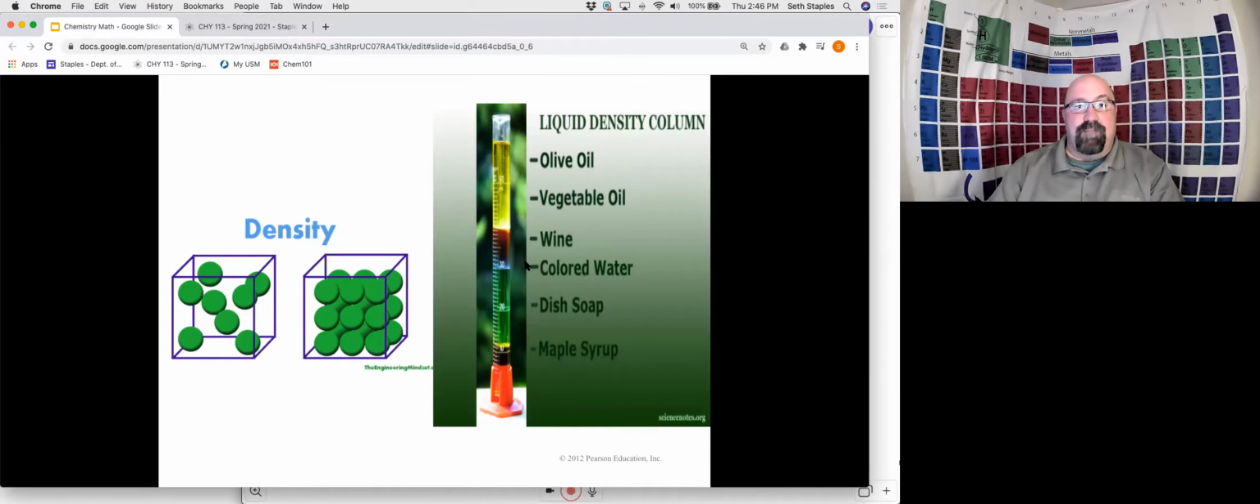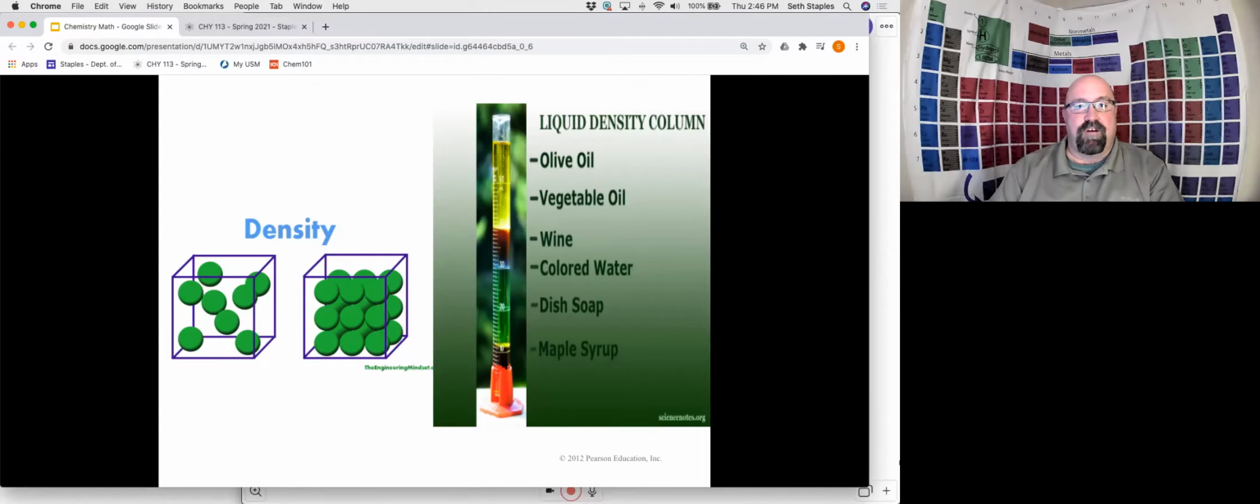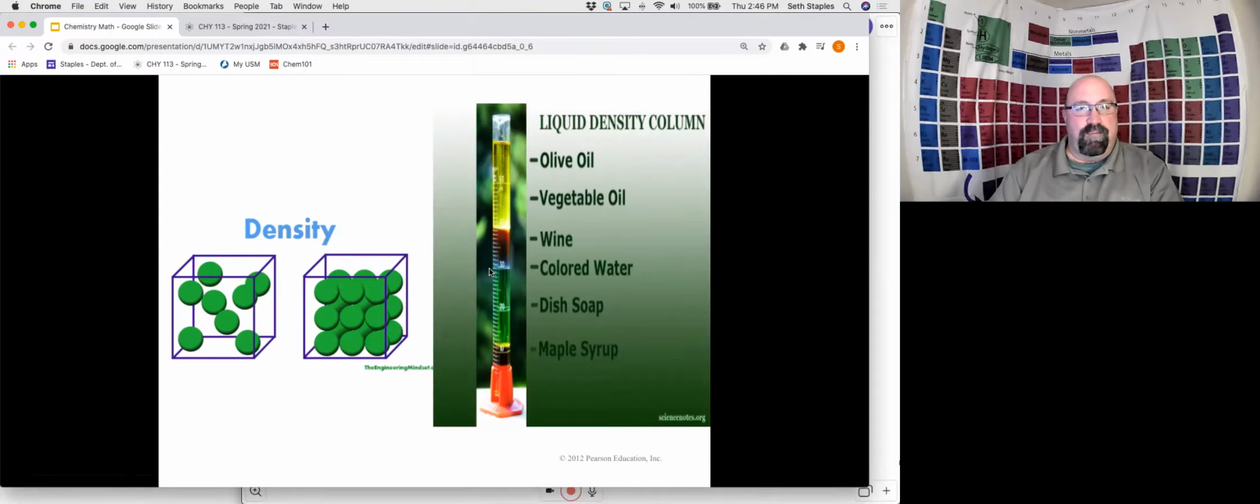And this is an example of what we call a density column. You can see various liquids in here that are just separated from each other. We have some maple syrup down here in the bottom. We have a little bit of dish soap here. A little bit of colored water. You can sort of make out that blue a little bit there. We have some wine here, some vegetable oil, and then some olive oil. You can see the distinction between those two right about here.